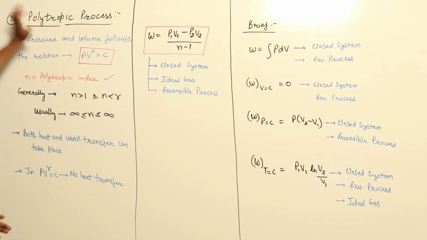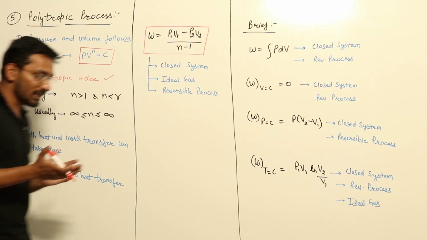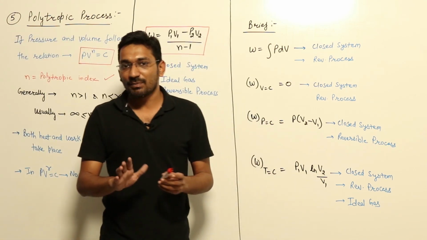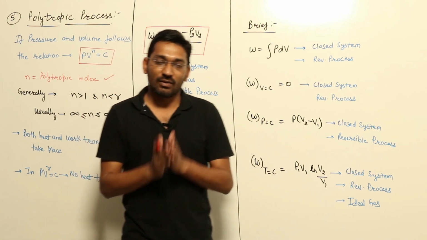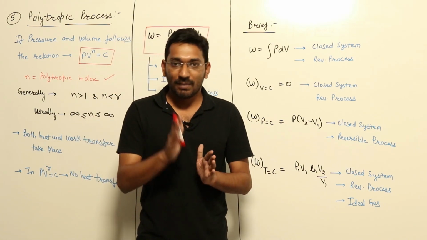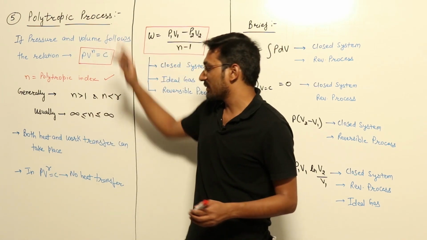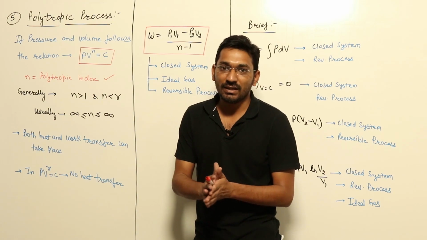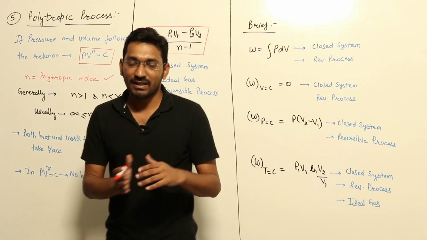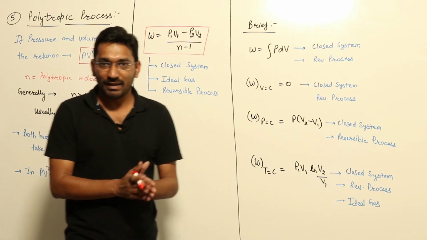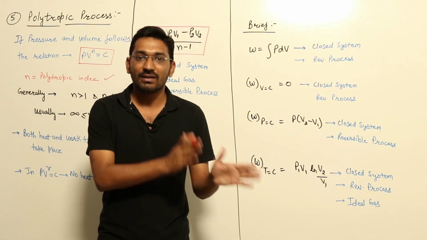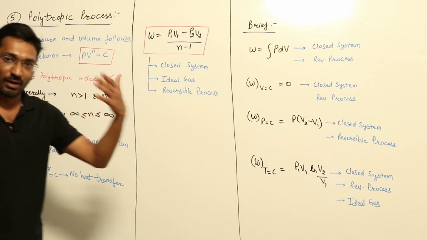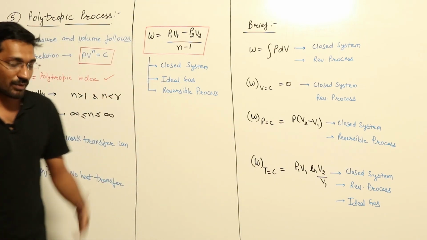The basic difference between a polytropic process and an adiabatic process is, in adiabatic process there is no heat transfer, only work transfer will be there. But in case of your polytropic process, both heat and work transfer can occur simultaneously. So in polytropic process, heat transfer will be there, but in adiabatic process there is no heat transfer, only work transfer can take place. So this is the basic difference between a polytropic and your adiabatic process.